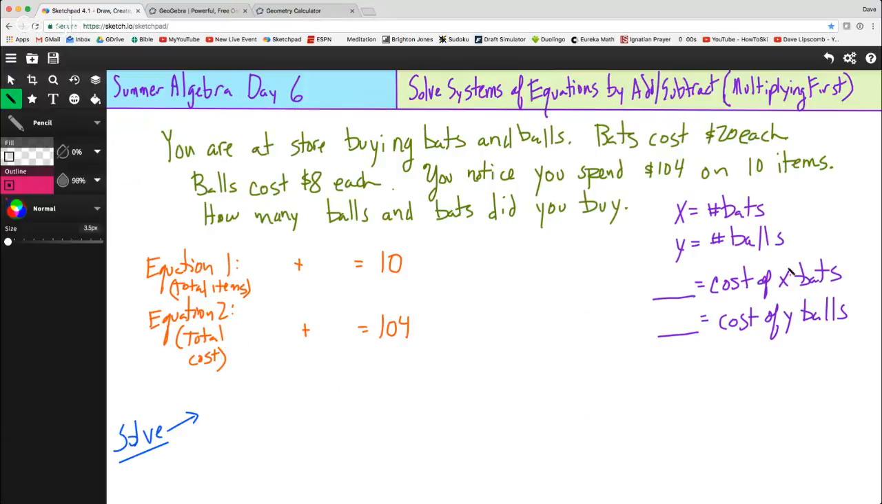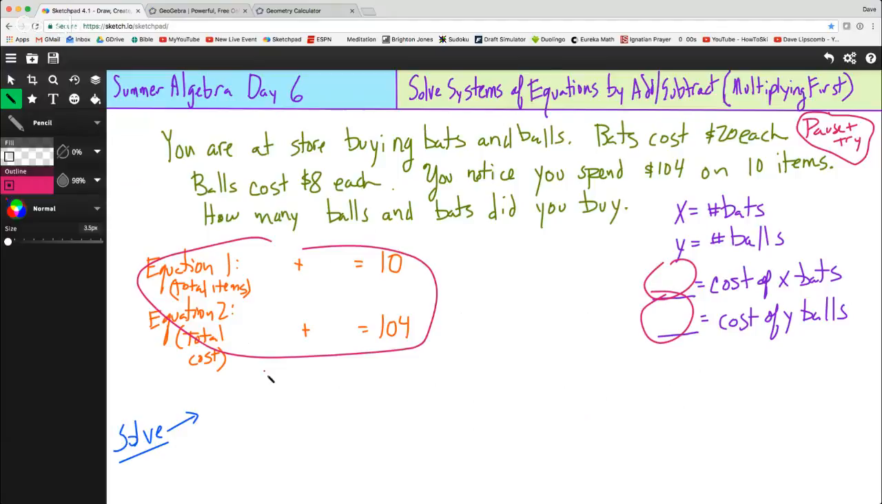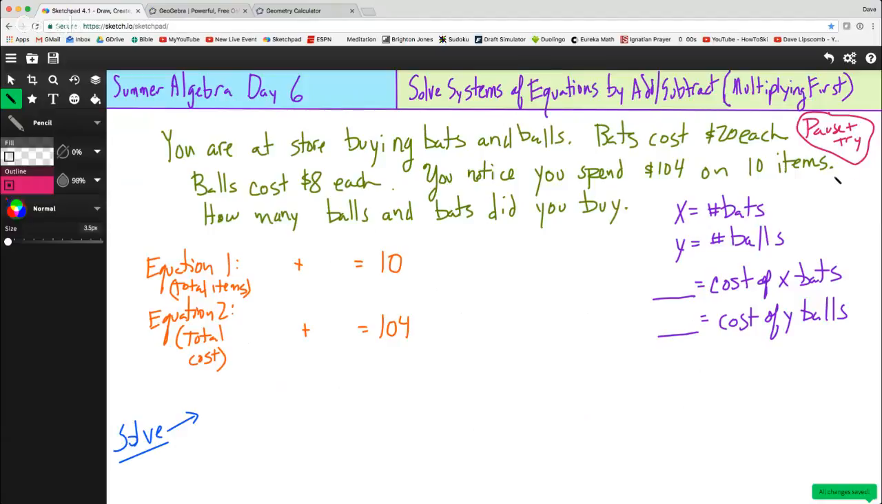Okay. So I want you to pause and try if you're confident. Pause and try the whole thing. Fill out these equations, and then solve and tell me how many bats and balls you bought. If you're not, obviously you just wait for me to keep going, and I will.